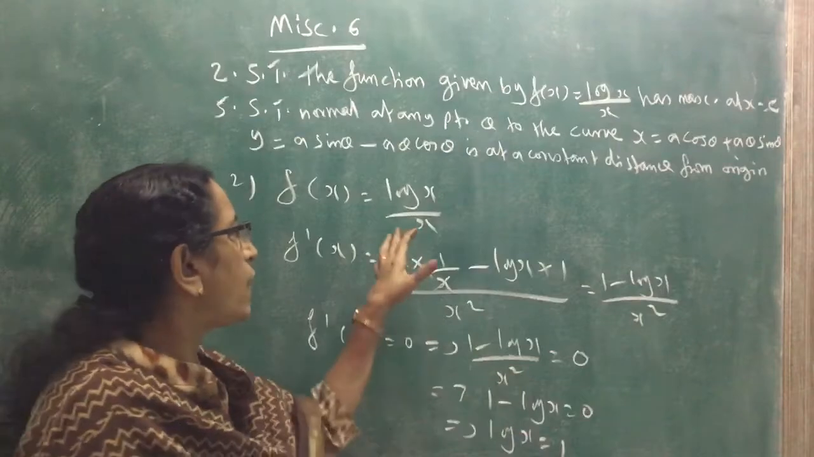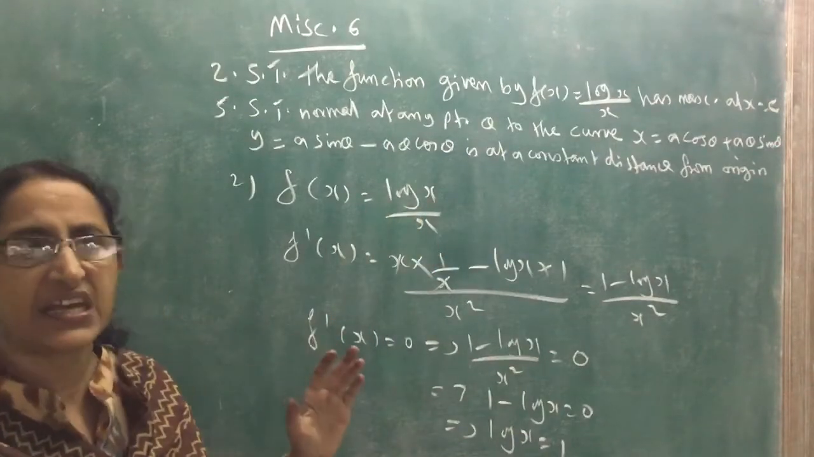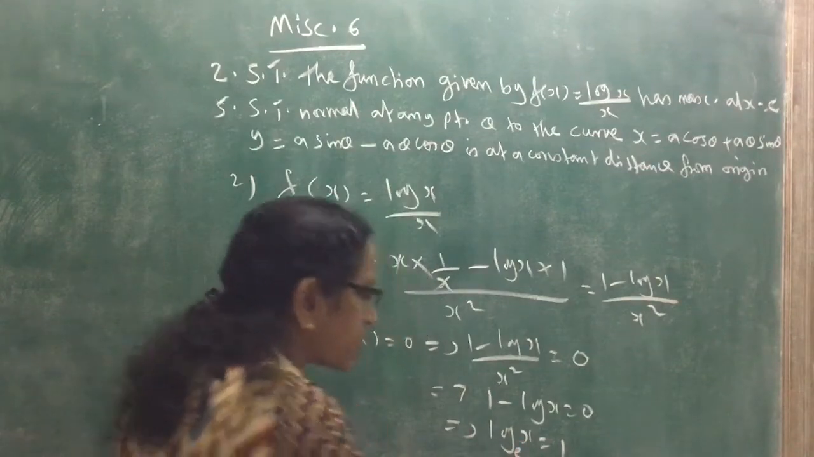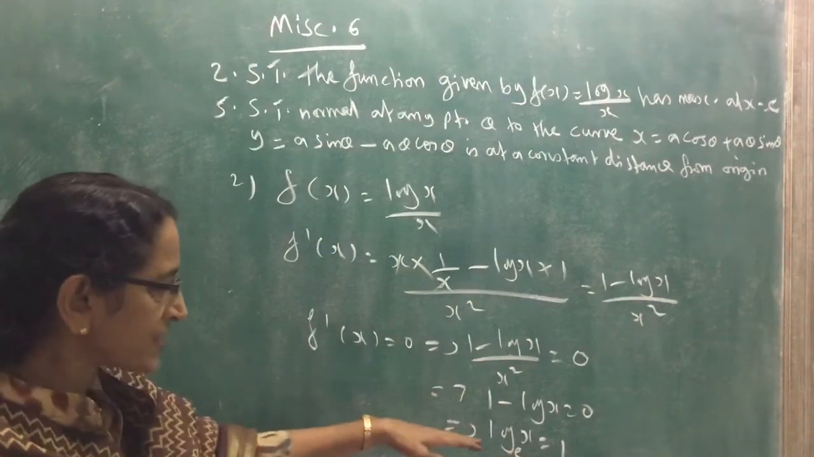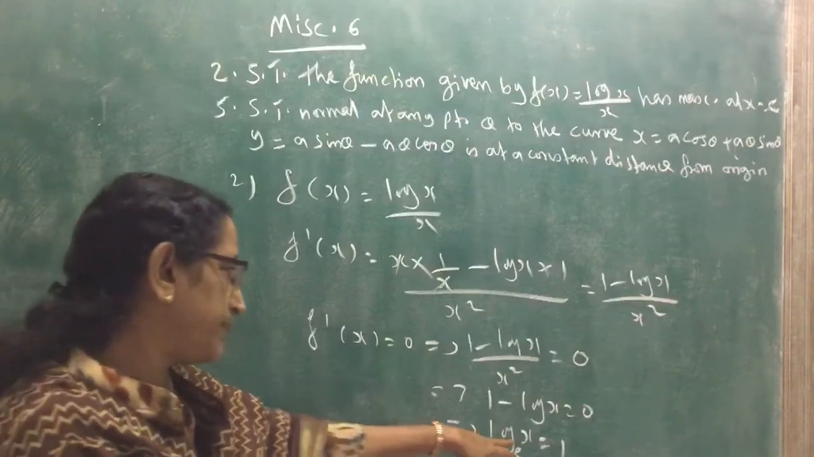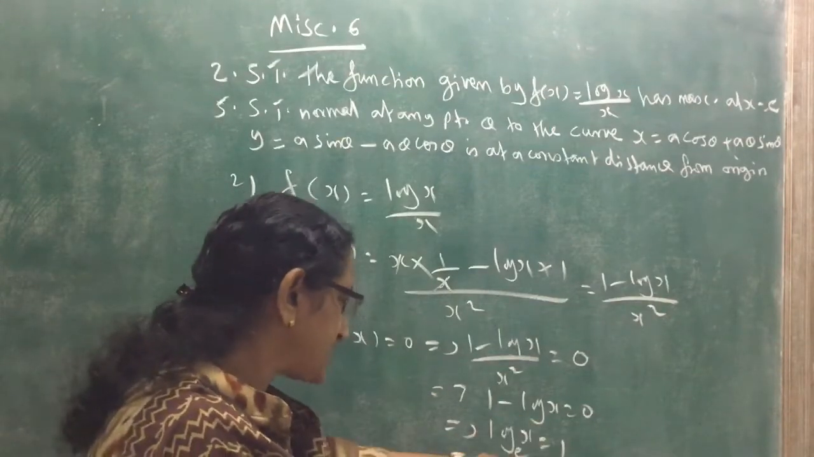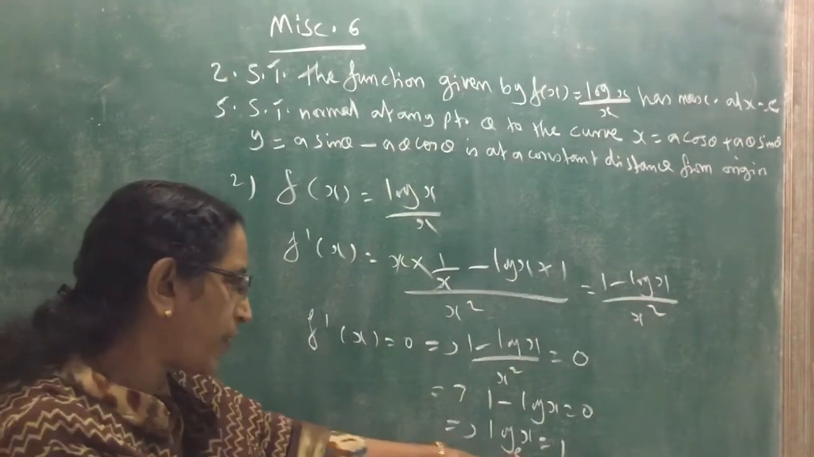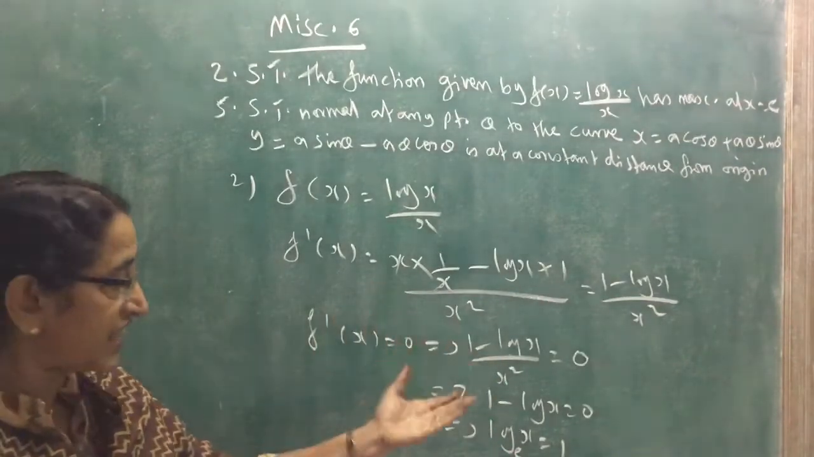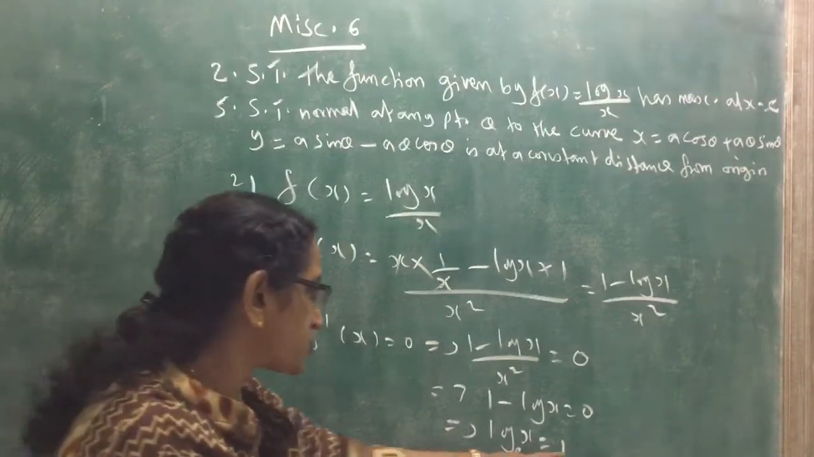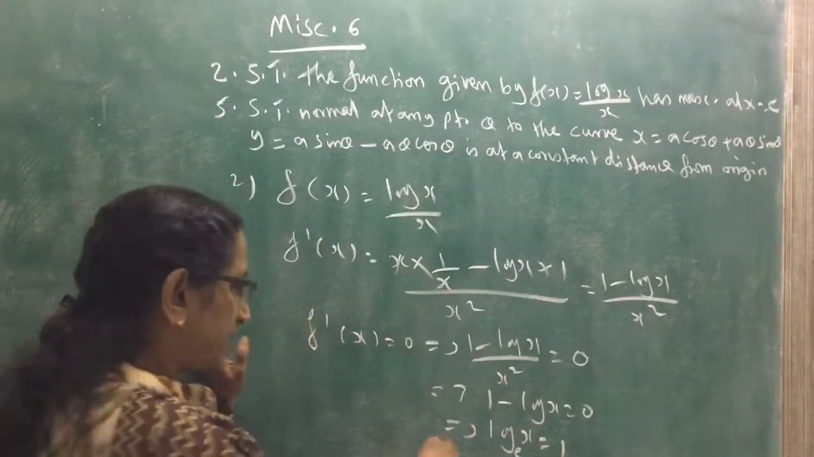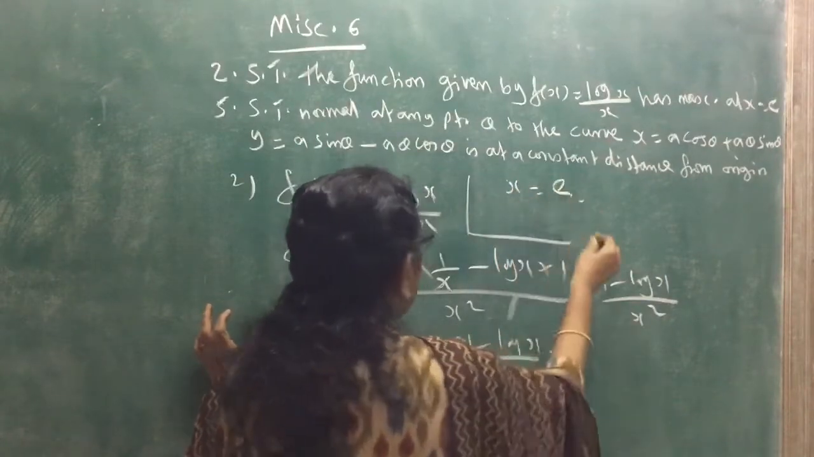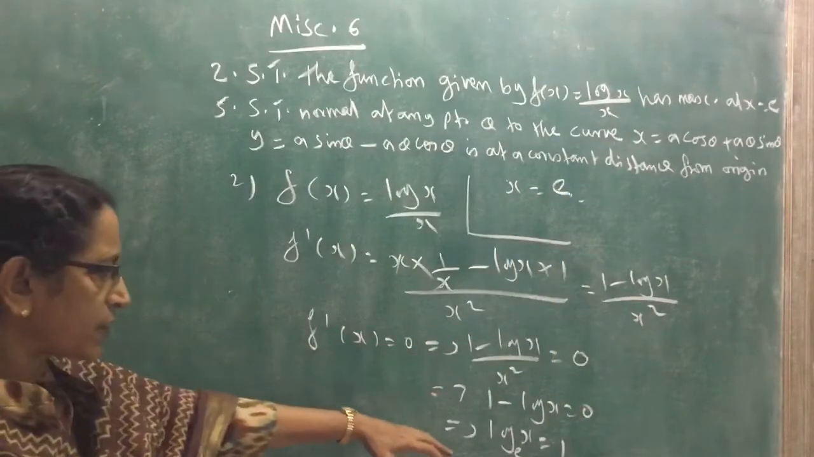We know simply log x means the base is e. So log x to the base e equal to 1 when x equal to e. Log e to the base e equal to 1. Or directly changing into exponential form, e raised to 1 equal to x. Therefore we get x equal to e. So f dash x equal to 0 implies this.